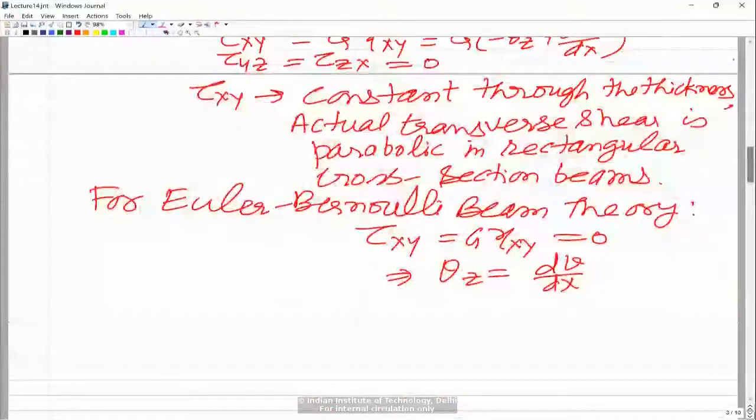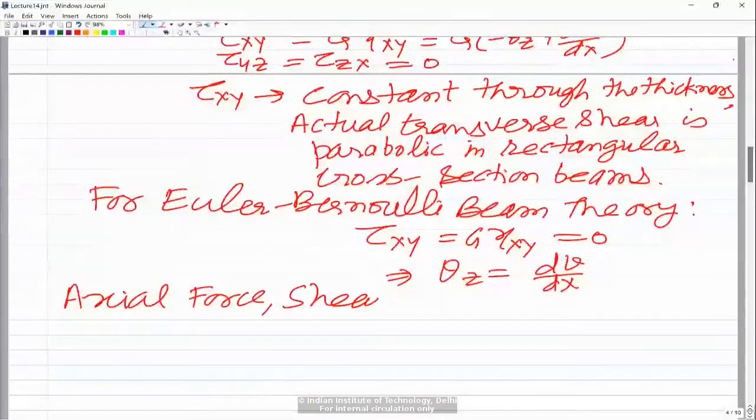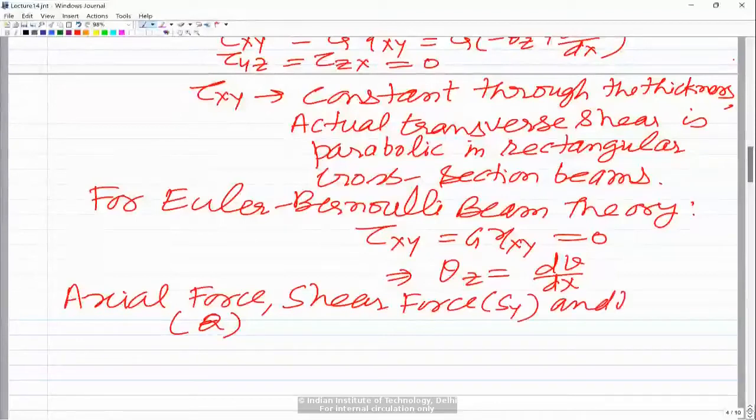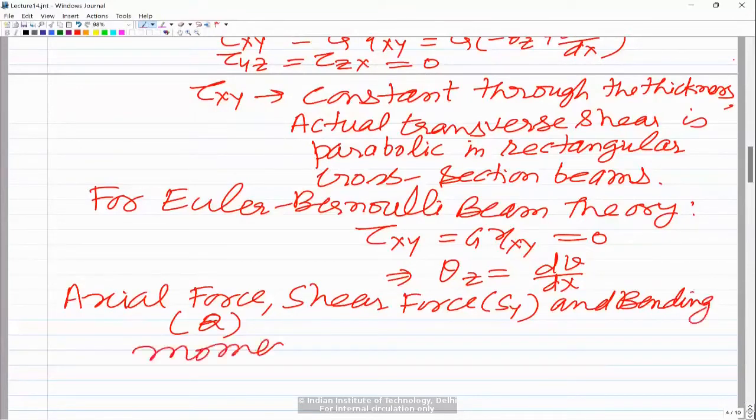Now, having defined the displacement, strains and stresses, I also want to define what we commonly use and refer to as axial force and shear force. So axial force, let me denote by capital Q, shear force I am going to denote by S subscript Y, and bending moment I am denoting by capital M subscript Z. For defining these, I am going to derive them from the distribution of stress.